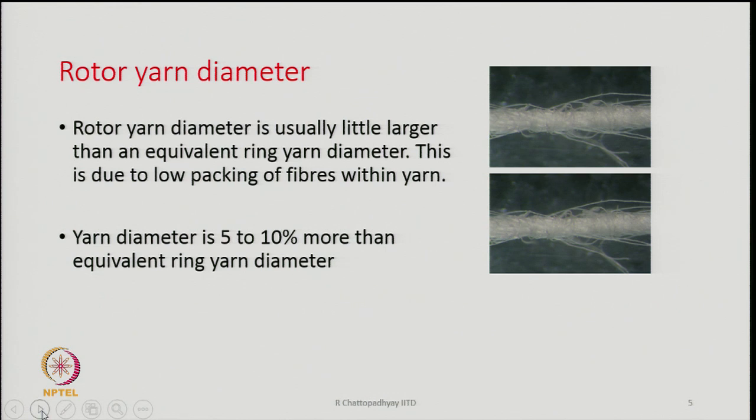Why is it less? We are going to discuss it. The diameter of the yarn is generally 5 to 10% greater than an equivalent ring yarn diameter. That is, if they use the same fiber and make the same yarn count, then generally it has been found that the rotor yarn diameters are 5 to 10% more. So, this is typical. The values could be a little more in some cases also. These are basically typical values. So, usually the rotor yarns are a little fuller in comparison to the ring yarn.